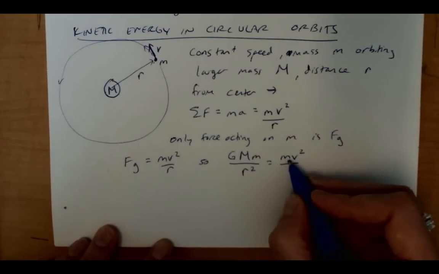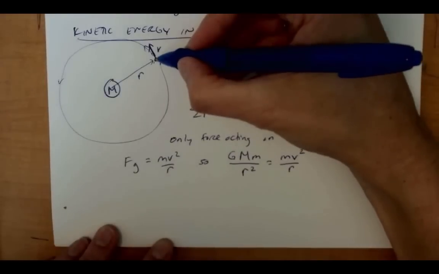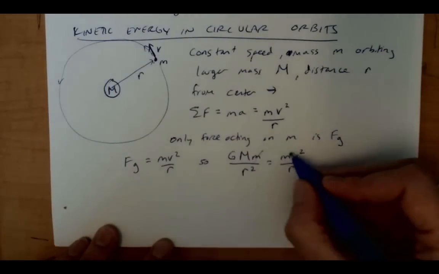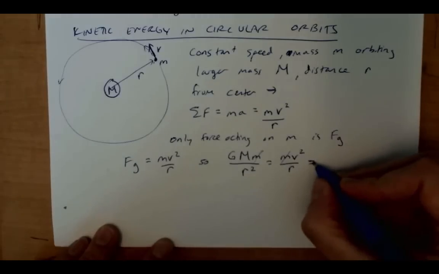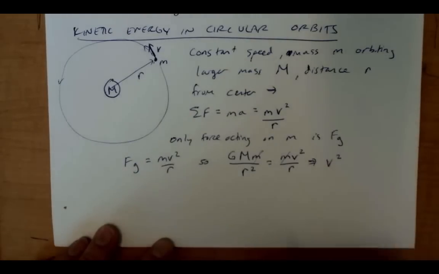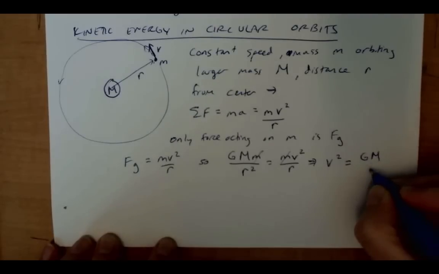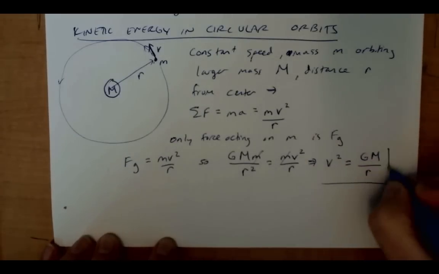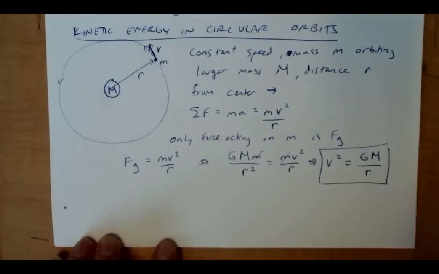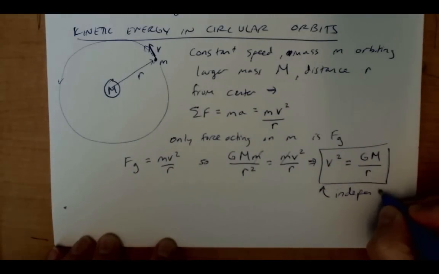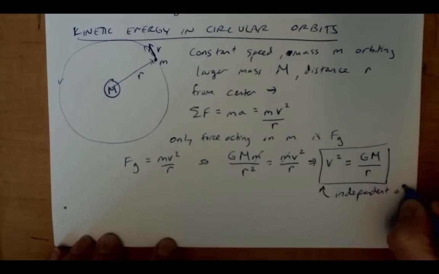And this is a little m because that's the mass of the object that's orbiting. So that's the one that cancels out. And we can now see that there's an equation for the speed of an object in circular orbit: v squared is equal to G times capital M over r. And that's the speed squared for a circular orbit. And what's interesting is that this is independent of little m.